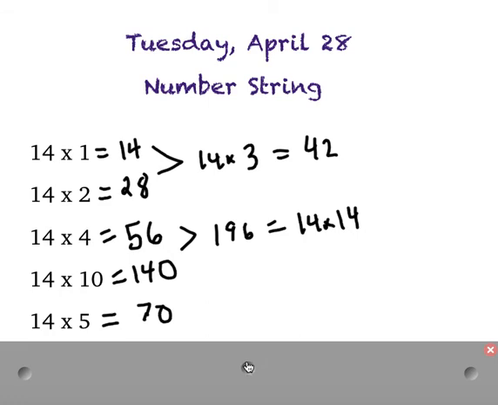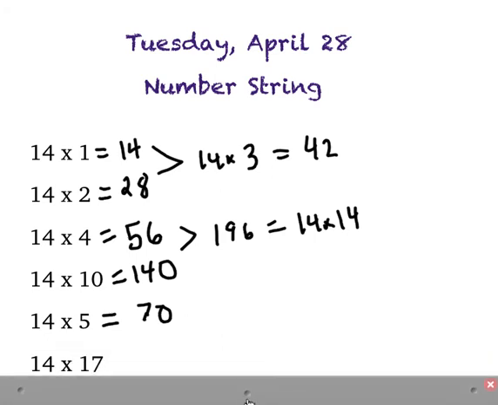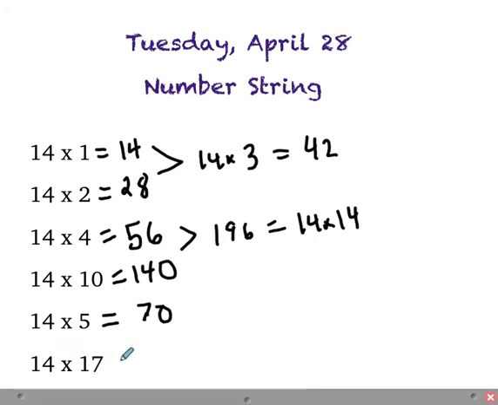Now your task is to use that same process that we just did for 14 times 3 and 14 times 14 to come up with a value for 14 times 17. That will be your answer that I want you to comment, post on Seesaw, and let me know what you get for that.